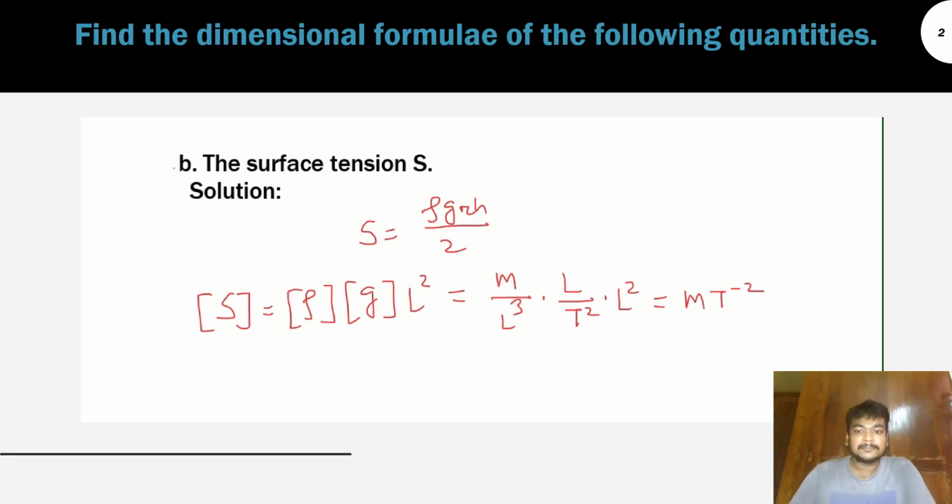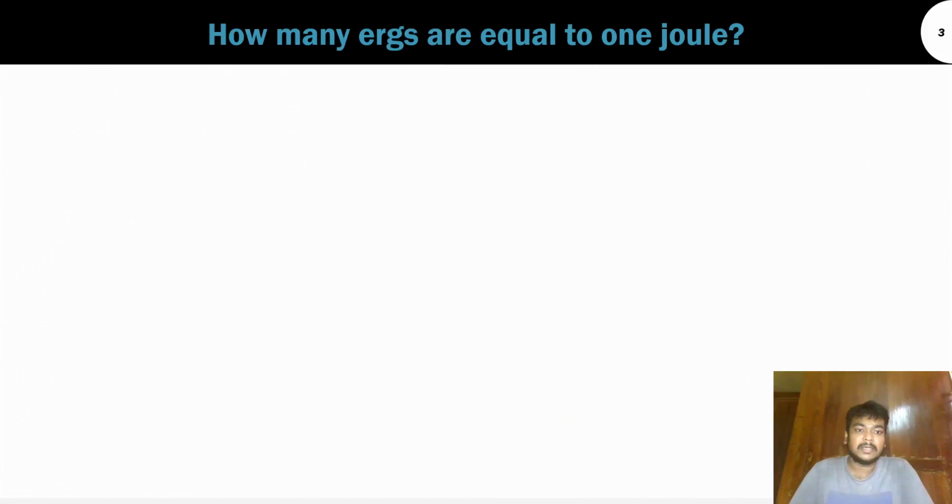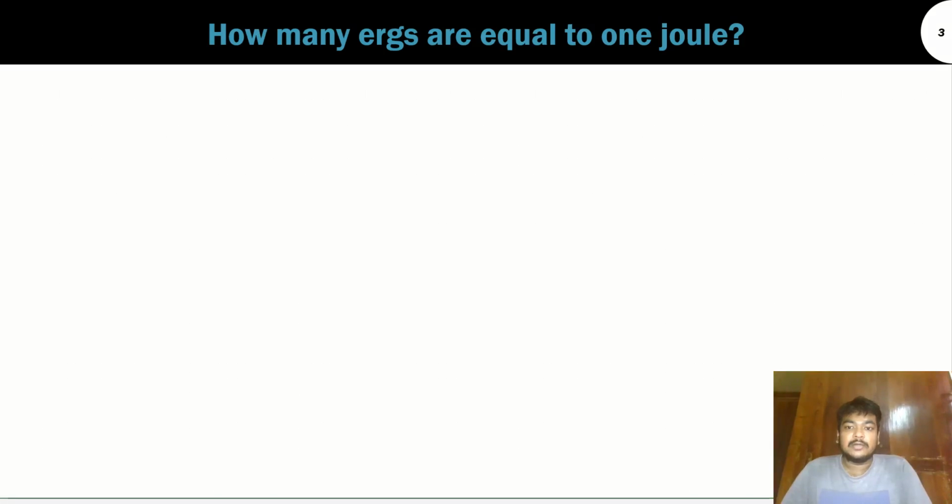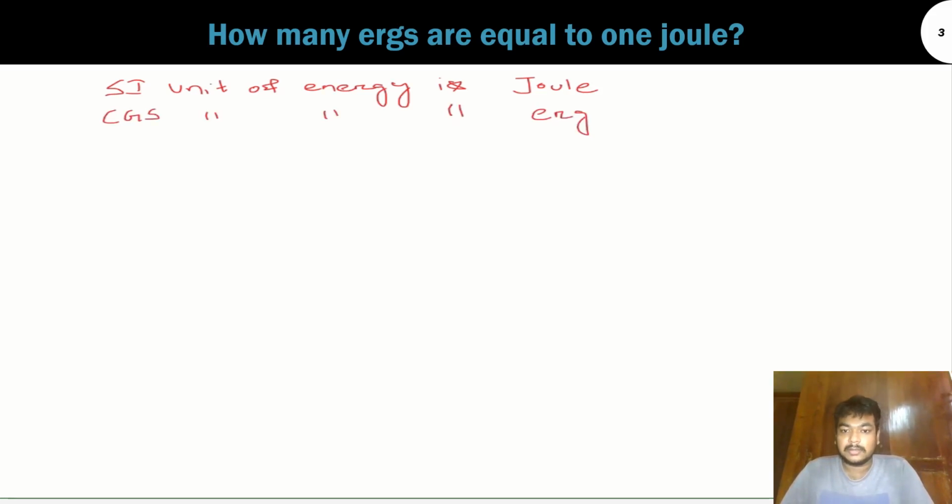So coming to the next problem. Here it is asking how many ergs are equal to 1 joule. So we know that the SI unit of energy is 1 joule and the CGS unit of energy is 1 erg. So I am writing them on my screen. CGS unit of energy is erg. So we know that dimensionally energy is equal to mass into square of velocity.